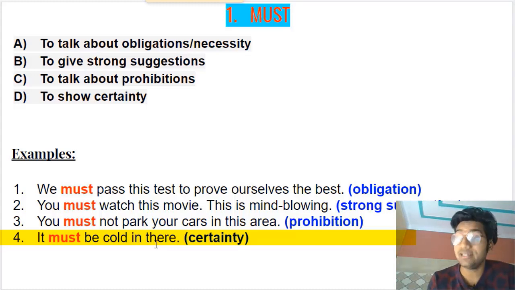Obviously, I can't see it, right? And I did not check my phone. I did not check the weather of Shimla on my phone. But I'm sure from whatever I know, it must be cold. I'm talking about the certainty of this event, all right? So that's how we use must.